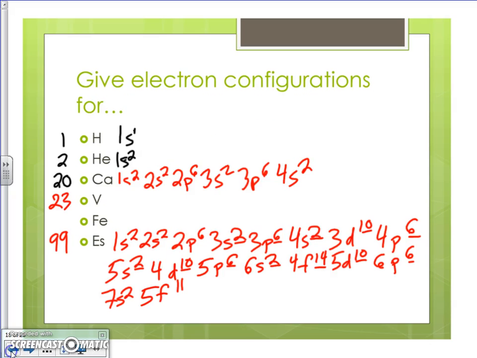We can also predict valence electrons from here. What you do is you just look at the highest orbital. So look for the highest number. In this case, it's 4. That's our only 4 orbital. So calcium has 2 valence electrons.